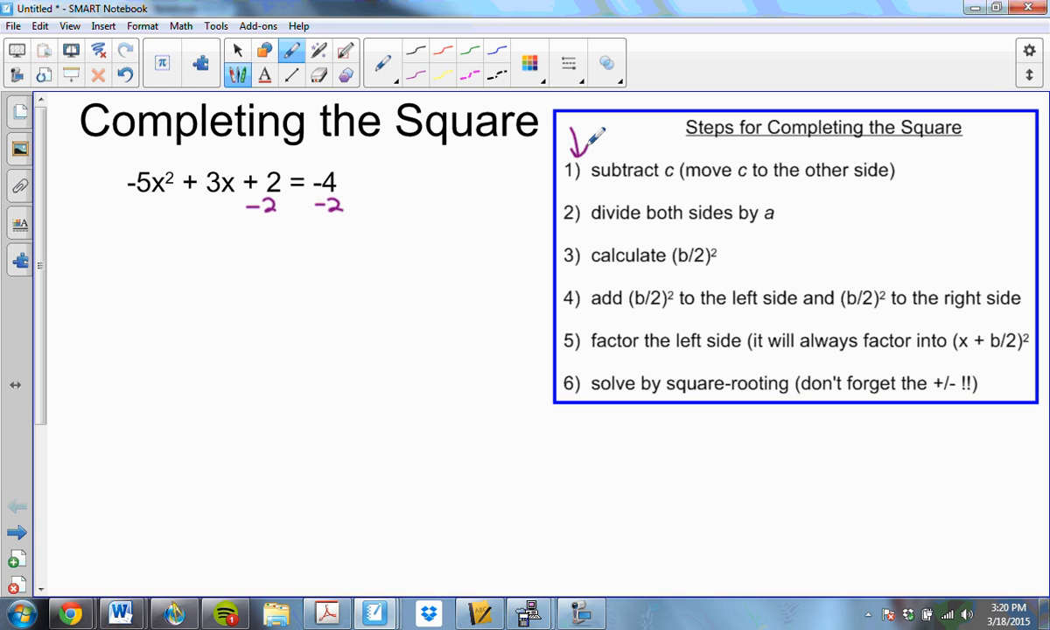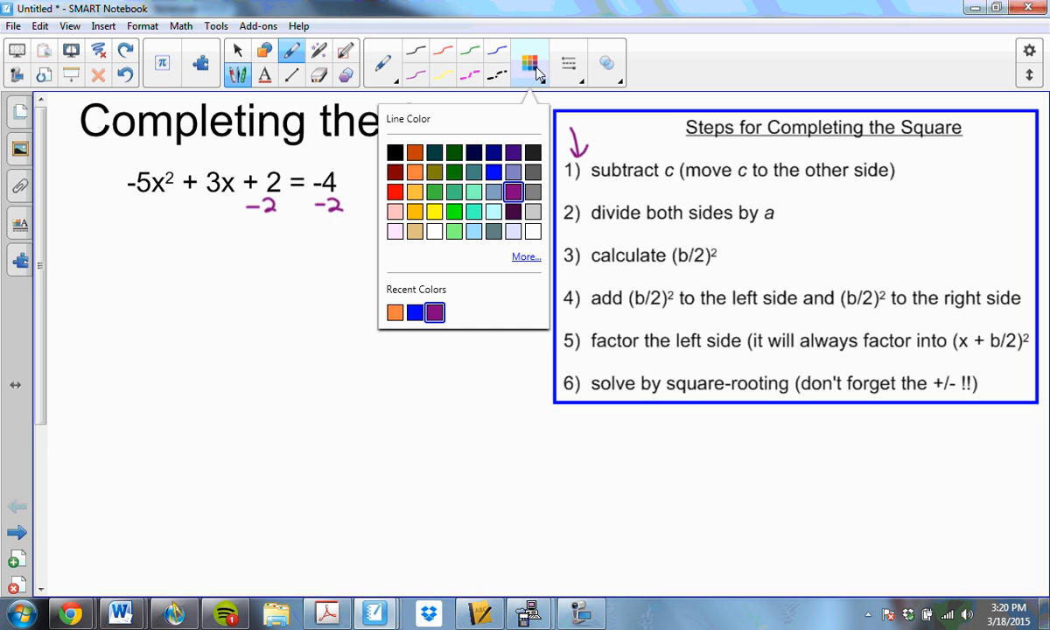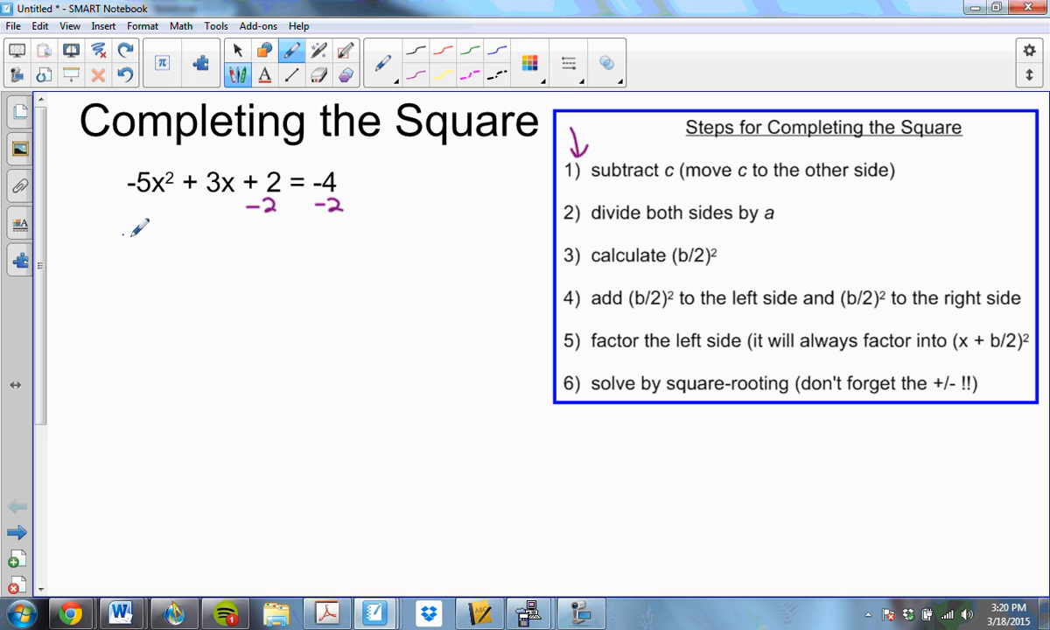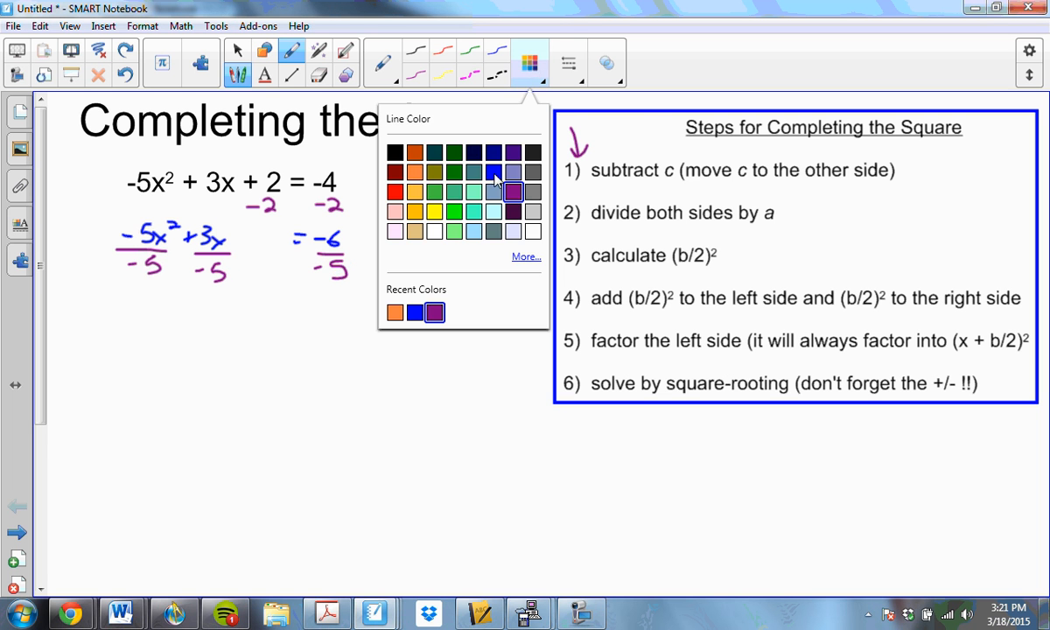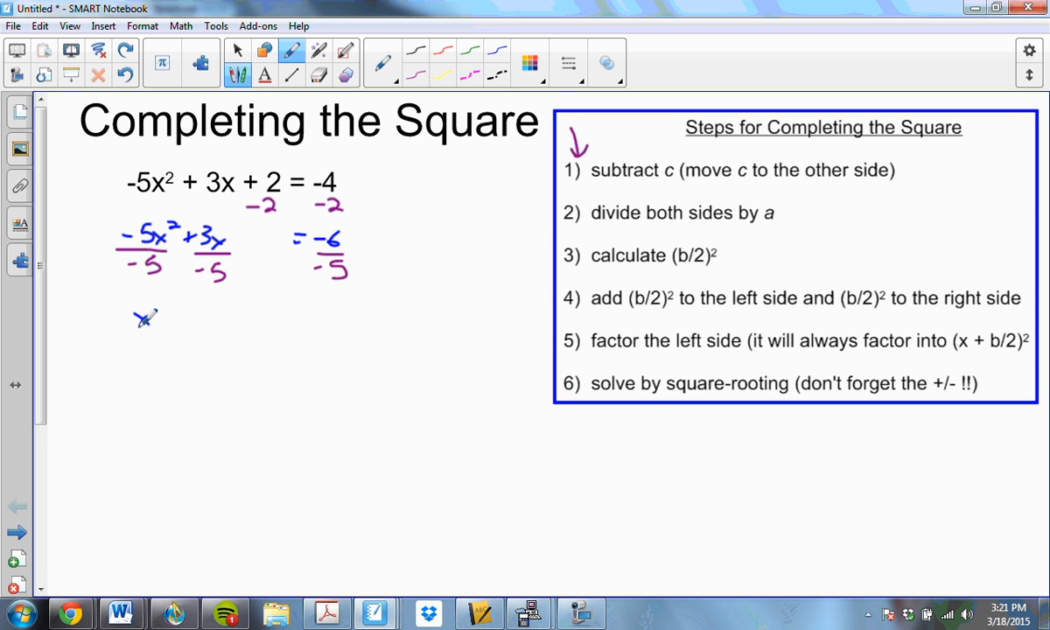First, I subtract c from both sides, where I subtract this 2 from both sides. After I subtract 2 from both sides, I end up with negative 5x squared plus 3x equals negative 6. Leave that gap there every time. My next step is to divide everything by a, so I divide everything by negative 5, giving me x squared minus 3 over 5x equals 6 over 5.